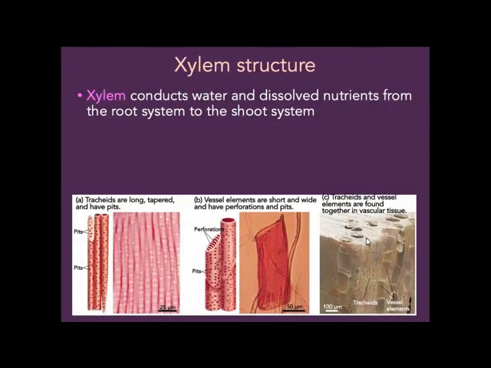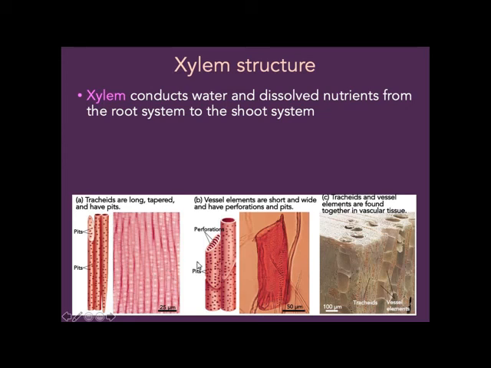All right, now let's move on to the vascular tissue. Okay, so we have two kinds of vascular tissue, xylem and phloem. Xylem is the tissue that's used to conduct water and dissolved nutrients from the roots up to the shoots. And so there are tracheids, right? These are long tapered cells that have pits in them to allow the fluid to go up, and this is what they look like.